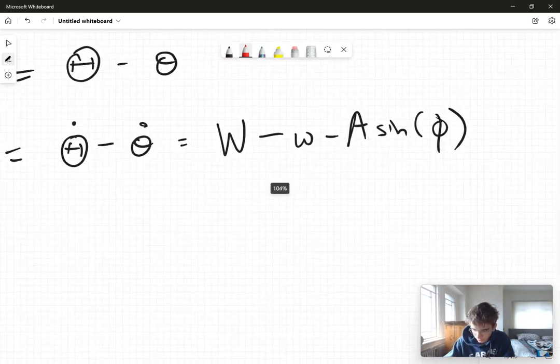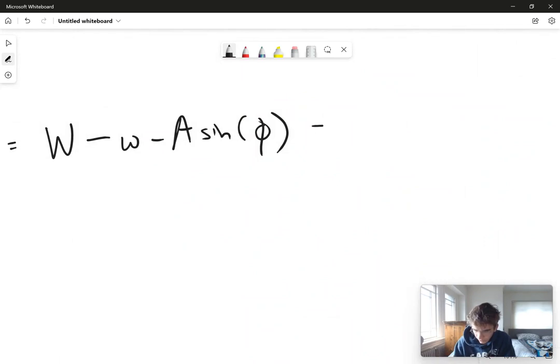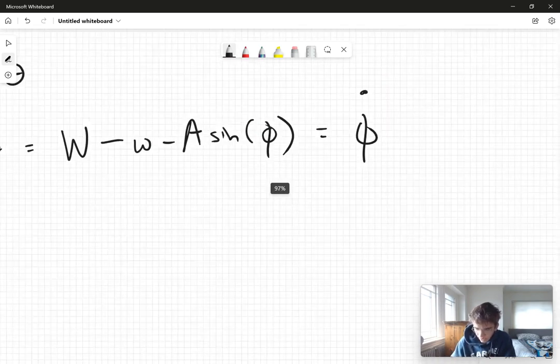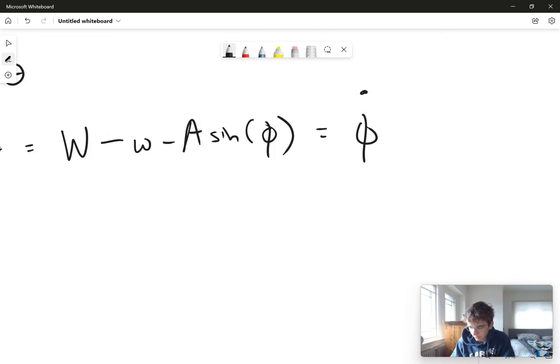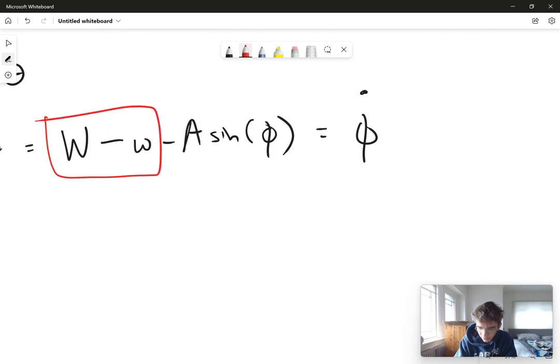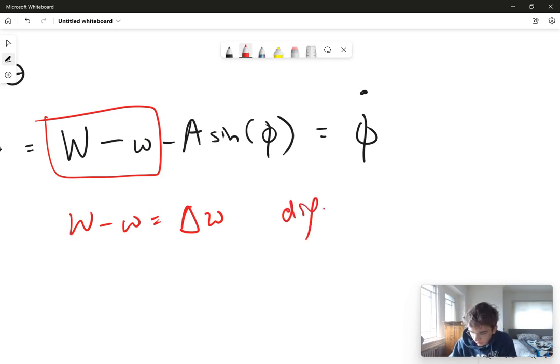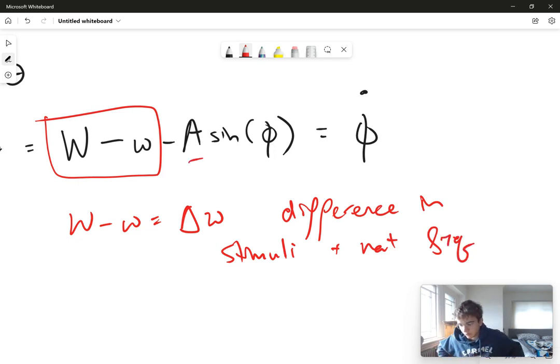So we have our equation in phi dot now. And it pretty much looks exactly like the equation we looked at a few minutes ago, where this is the difference. I'm going to call this delta omega. This is the difference between the stimulus and the natural frequency. And then A is the ability of the fireflies to successfully speed up or slow down their signal to match the stimulus.